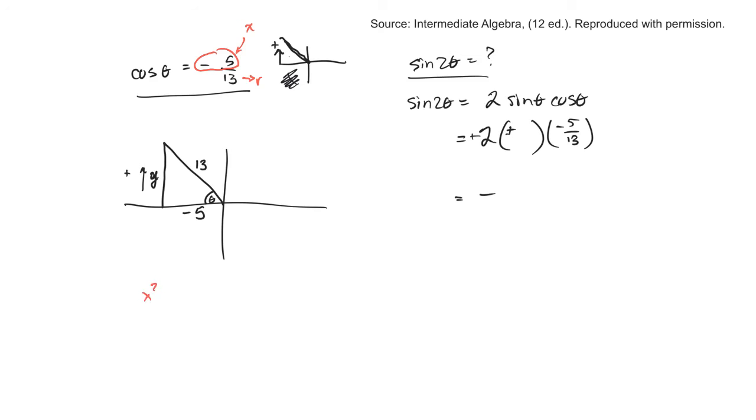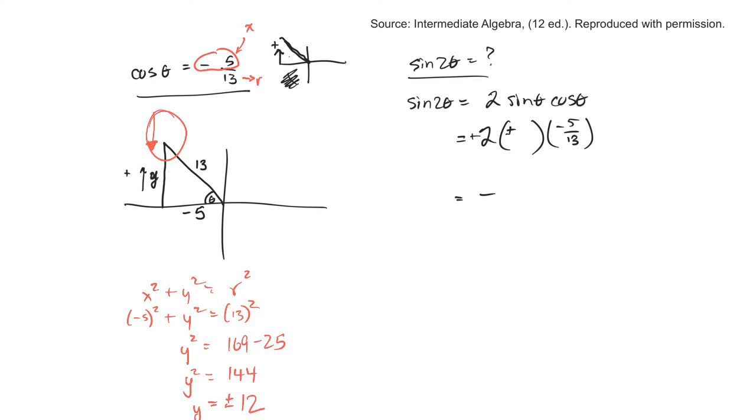So x squared plus y squared is equal to r squared. X is a negative 5 squared plus y squared equals 13 squared. So 169 minus 25 is y squared. So y squared is 144. So y is equal to positive or negative 12. But I know it can't be negative because it's in this quadrant here. And y is positive up in quadrant 2. So it can't be negative.